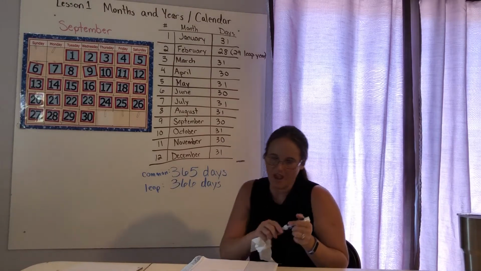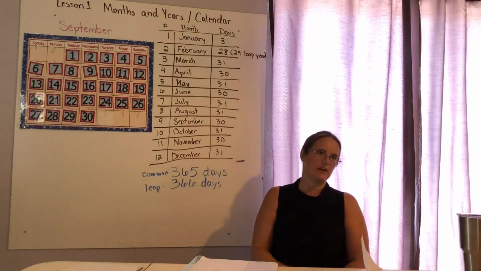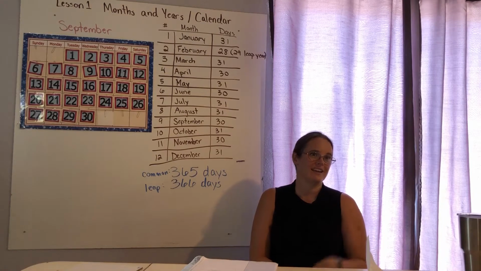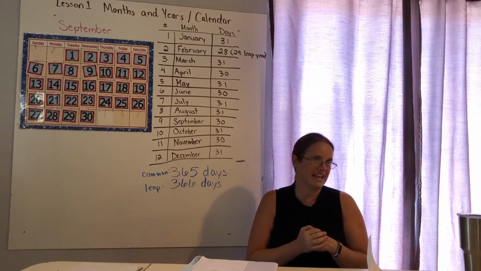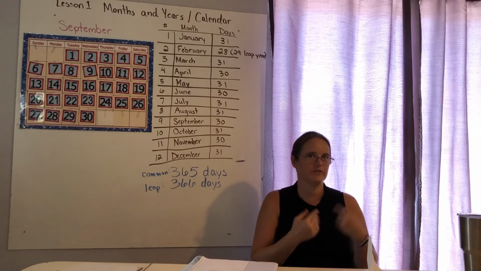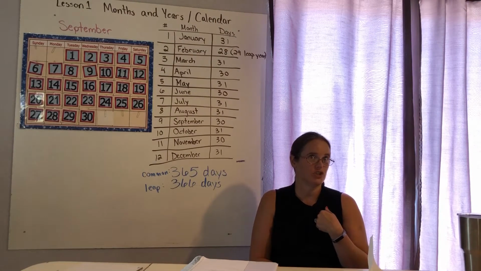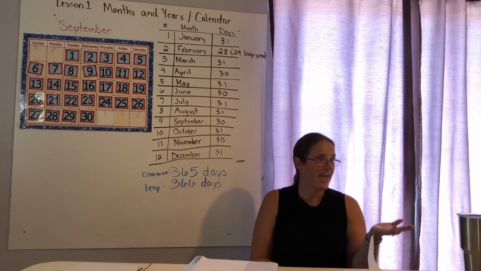Okay? All right, so we have a poem that helps us remember how many days are in each month. There's a little rhythm to it, a little jingle. So we say, 30 days hath September. I want you to say that with me. Ready? 30 days hath September. Now my turn. April, June, and November. Say that with me. April, June, and November.